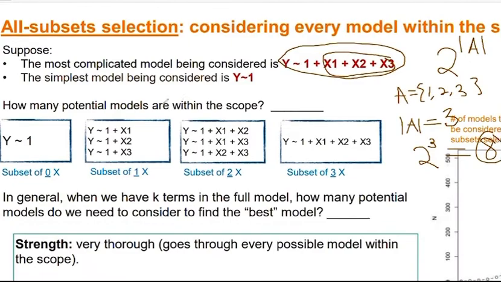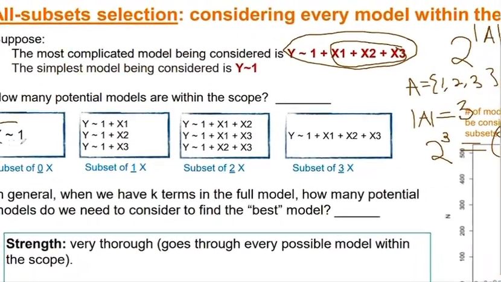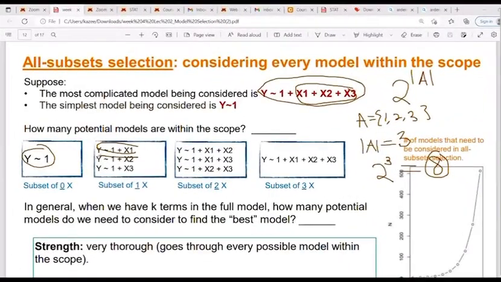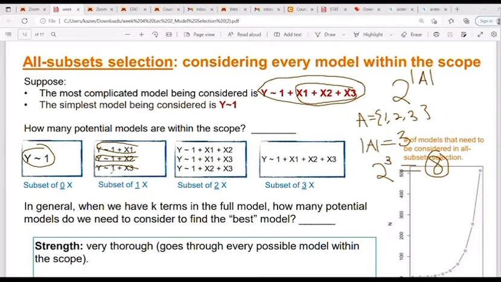Now, what are the 8 models? This is going to be number 1, number 2, number 3, number 4, number 5, number 6, number 7, and this is going to be number 8.